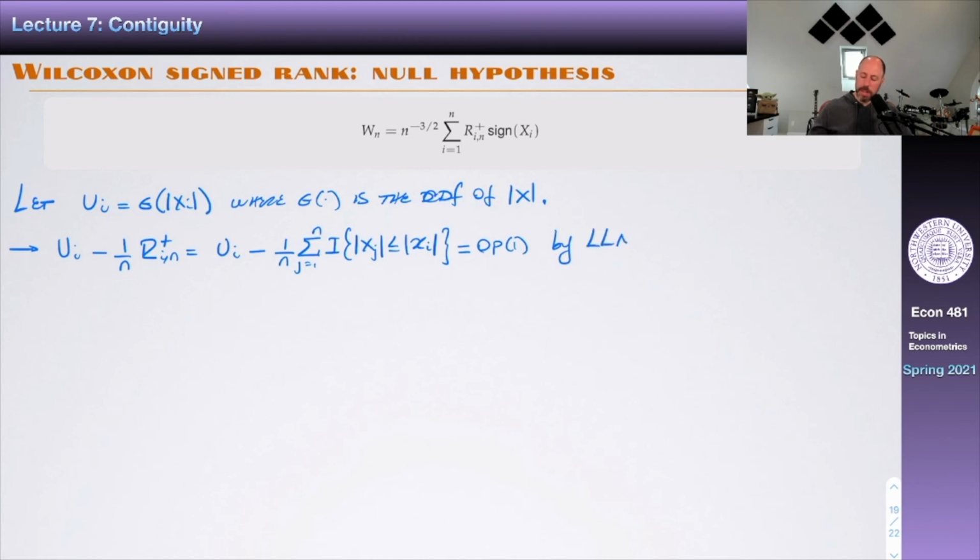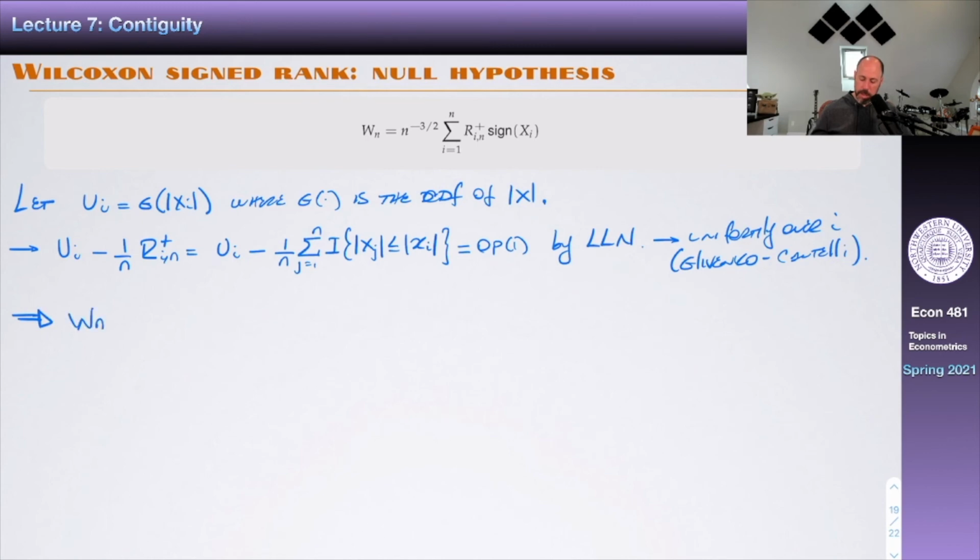by the law of large numbers, but importantly, uniformly over i. So I'm actually using Glivenko-Cantelli, which I think Joel covers in 480-2, but essentially it gives a uniform convergence of an estimator of the CDF. If you look, this rank object here is just an estimator of the CDF of the absolute value of X at X_i, at that point. So it converges uniformly.